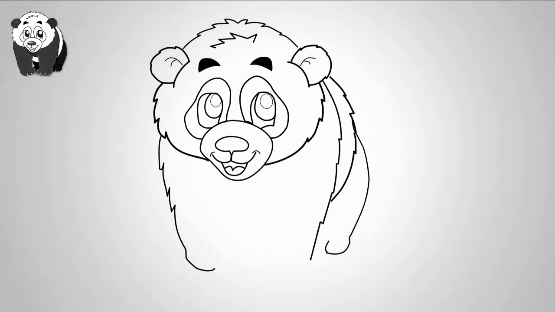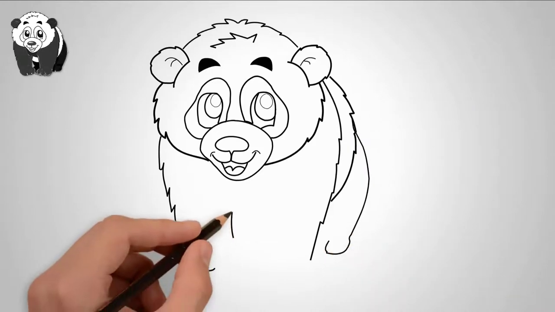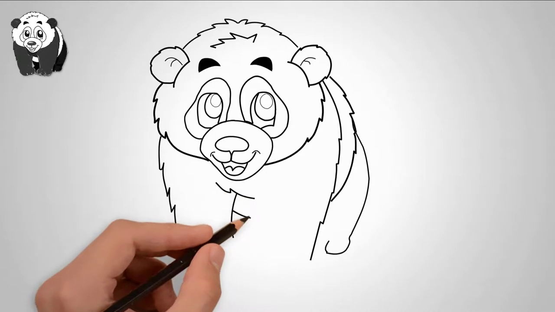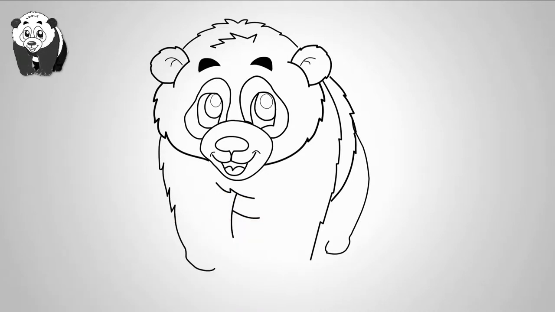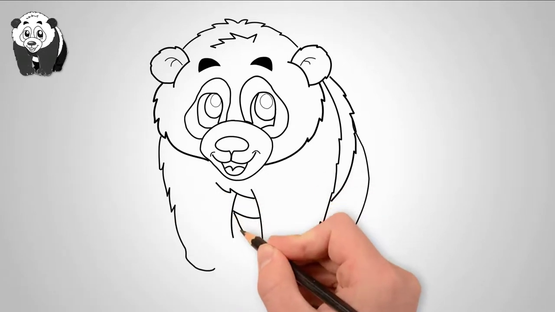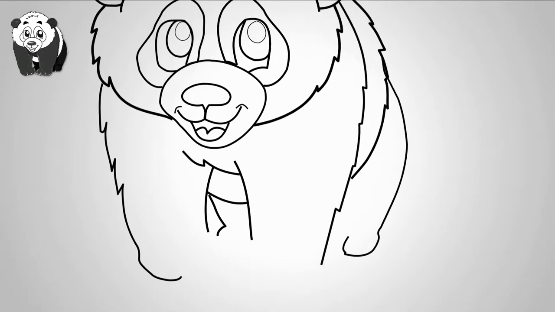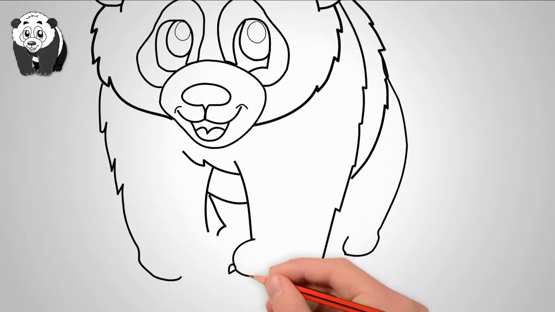Now draw the paws and body of the panda. Draw the left front paw. Draw the right front paw. Draw fingers on the panda's paws. Draw nails on each finger. Draw the body and abdomen of the panda.